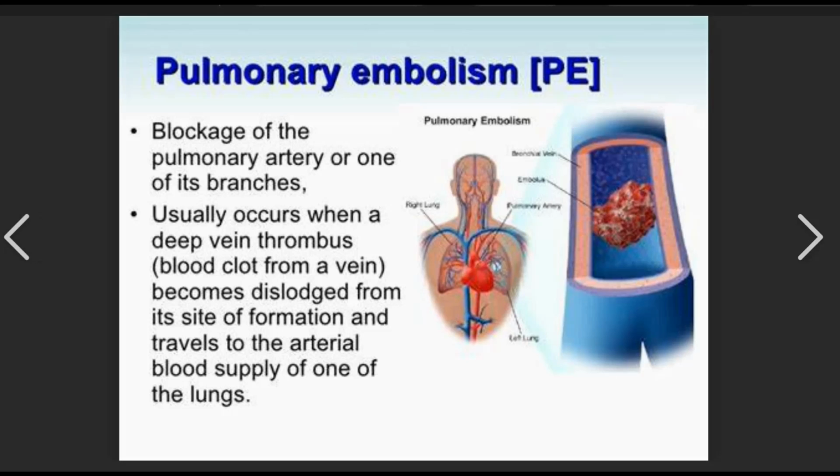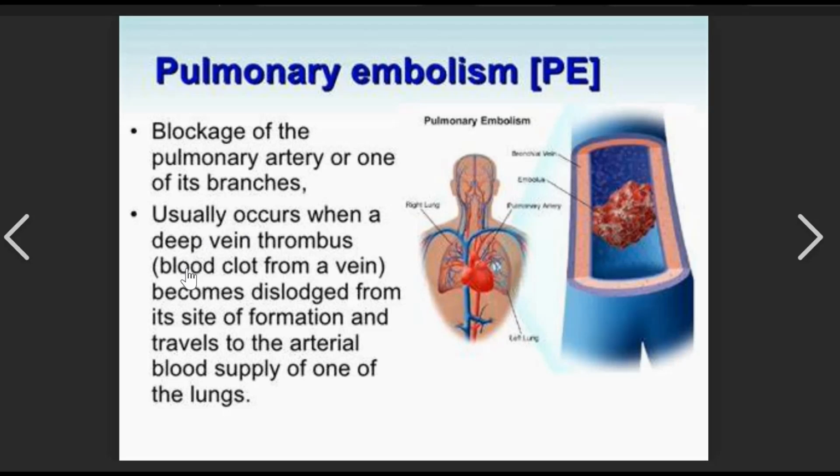What is embolism? Embolism can be a blood clot, or it can be an air bubble or a fatty particle or any substance that can travel along the blood circulation and cause obstruction to the blood flow. So what is pulmonary embolism? Embolism that causes obstruction to the pulmonary artery. So pulmonary embolism means it's a blockage of the pulmonary artery or its branch.